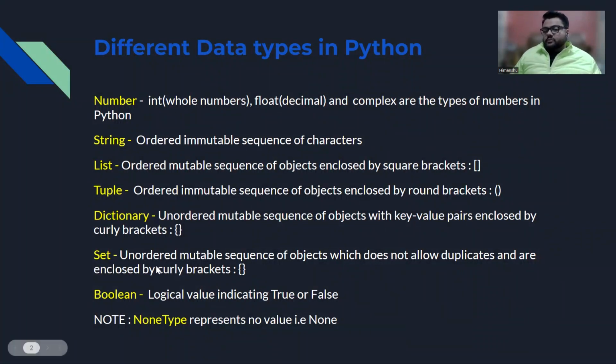Okay, next comes Boolean. Booleans are nothing but logical values indicating true or false. There are only two values, right? Either it is 0 or 1. 0, 1 means false or true, right?